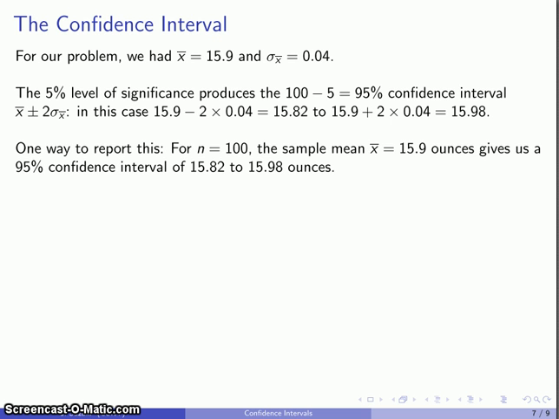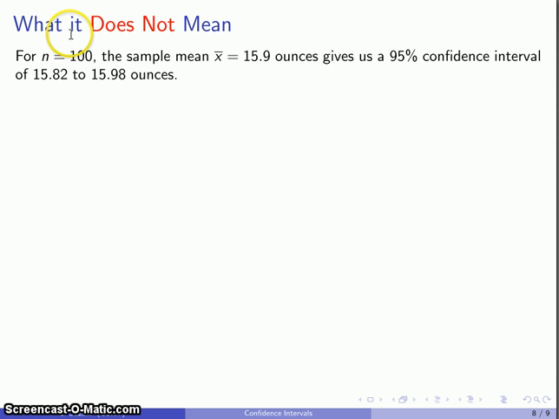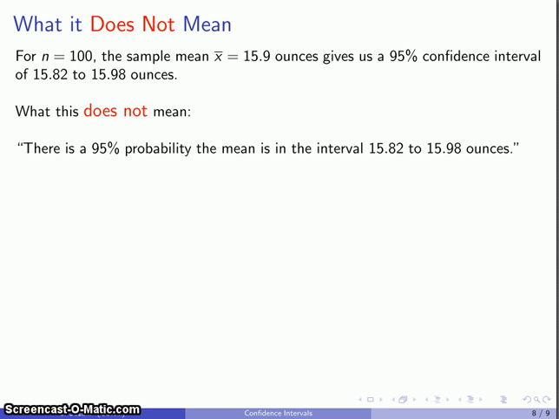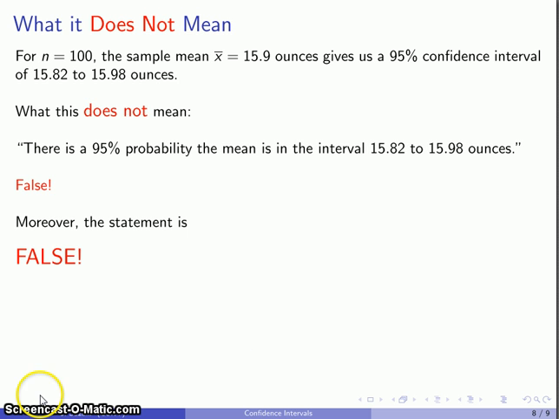Now, what's important is not to misunderstand what this means. So let's take a look at, first of all, what it absolutely does not mean. So here's our statement about what our confidence interval is. Once again, we have our 95% confidence interval, and what it doesn't mean is anything about the probability that the mean is in the observed interval. So even though we have a 95% confidence interval of this amount, that does not tell us that there is a 95% probability the mean is going to be located in that interval. This is false, and it is very, very false.